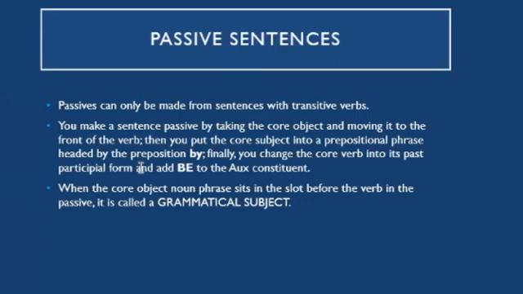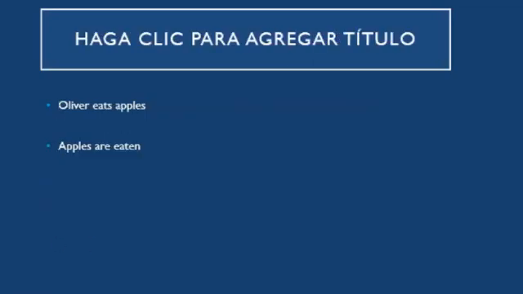Okay, so what we have here, the direct object of the original sentence becomes the grammatical subject. All right? This is what I explained here. Oliver is the subject in the active sentence. In the passive sentence, apples is the grammatical subject, but Oliver is the logical subject.